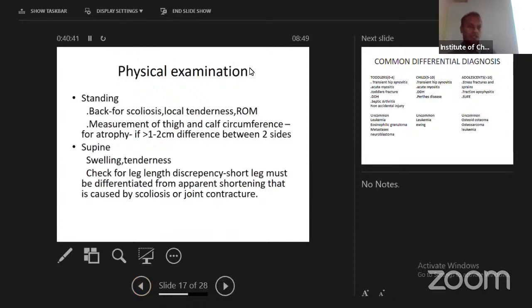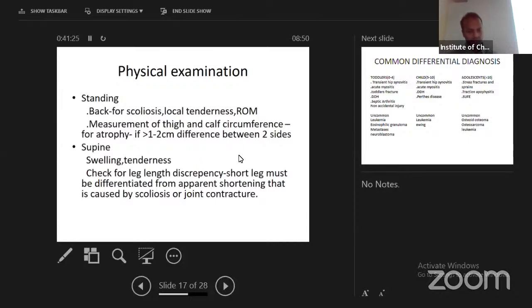In physical examination, we should assess the child in the standing position. Look at the back, which should be examined for scoliosis, local tenderness, and range of motion. Measurement of thigh and calf circumference should be done to look for atrophy. If more than 1 to 2 centimeter difference is present between the affected side and the normal side, it suggests atrophy of the affected side. Examination in supine position: we look for swelling and tenderness and check the range of motions. In supine position, we will check for limb length discrepancy.